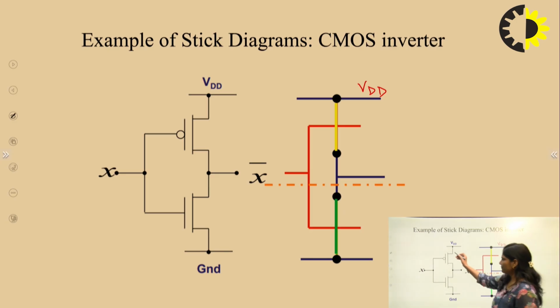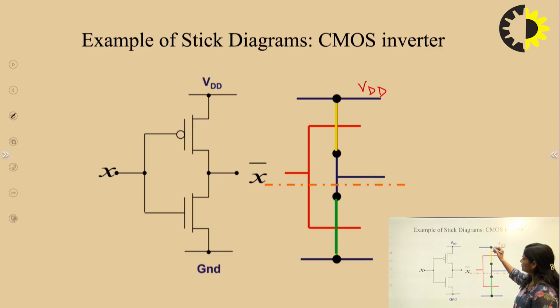Now we have a PMOS. PMOS is represented by yellow color, or you can say brown color. Now here this is NMOS. NMOS is represented by green color. Now there is a contact in between VDD and this transistor PMOS. This is a transistor NMOS.